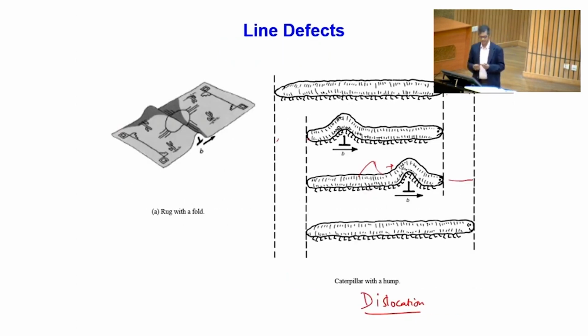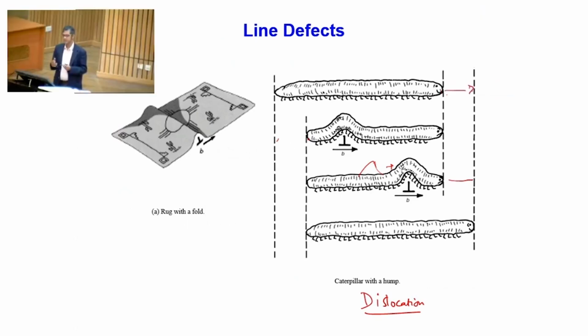Well, this resistance to permanent deformation is related to the movement of defects in the material, and the most important defects are the line defects, okay. And a line defect is nothing but a dislocation, okay. The motion of a dislocation can be viewed as a rug with a fold.